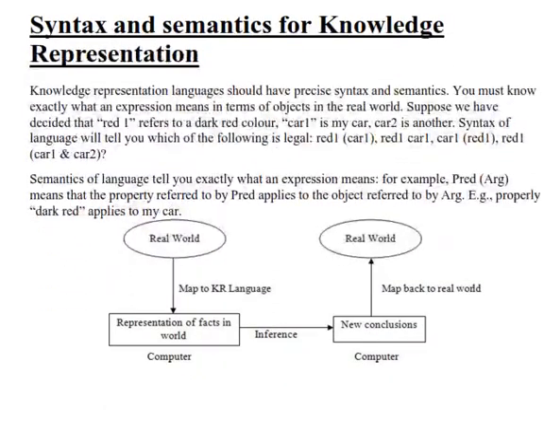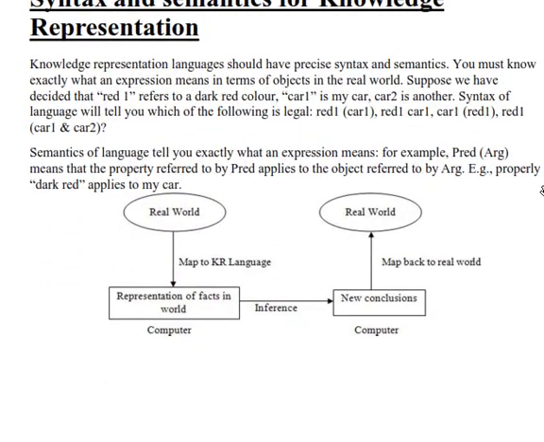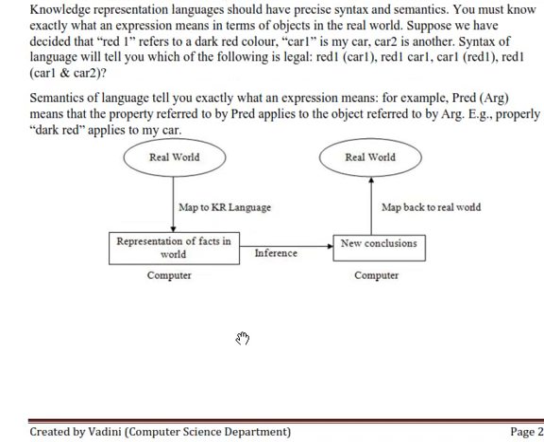So, for example, here a real world is represented in the facts in the world, and there is also inference with the new computer and new conclusions, which then map back. This is a diagram basically. So this is knowledge representation in the form of syntax and semantics.